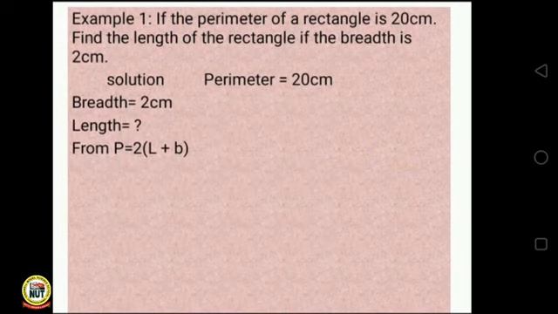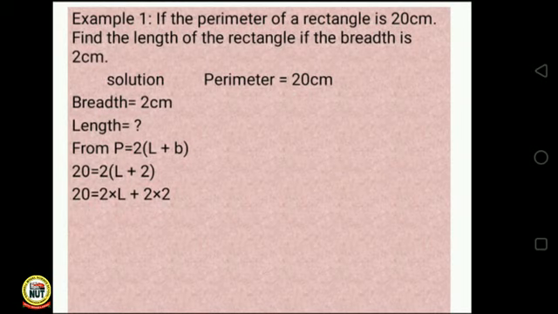Now therefore the formula is P equals 2 open bracket L plus B. You substitute the value. Now the perimeter is 20. The 2 is already in the formula. The L is not given, that's why you are seeing L plus 2. So we open the bracket now by multiplying the 2 that is outside. We multiply it with the individual values inside the bracket. So 2 times L plus 2 times 2. So we have 20 equals 2 times L is 2L plus 2 times 2 is 4.